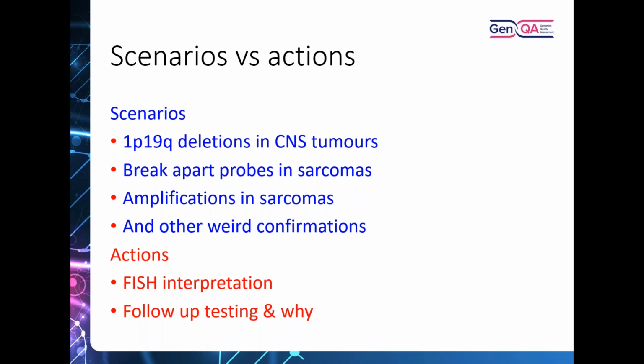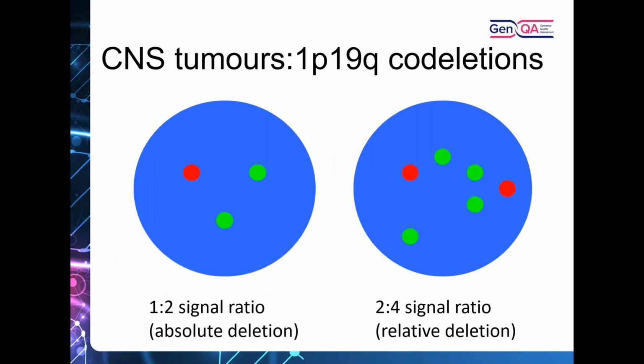These are the challenges that do get raised quite regularly, and I think it's important to consider what the next action is going to be before we end up over or under interpreting these things. So just a reminder again, hopefully that's nice and big: 1p19q co-deletions largely occur in oligodendrogliomas in CNS tumours.